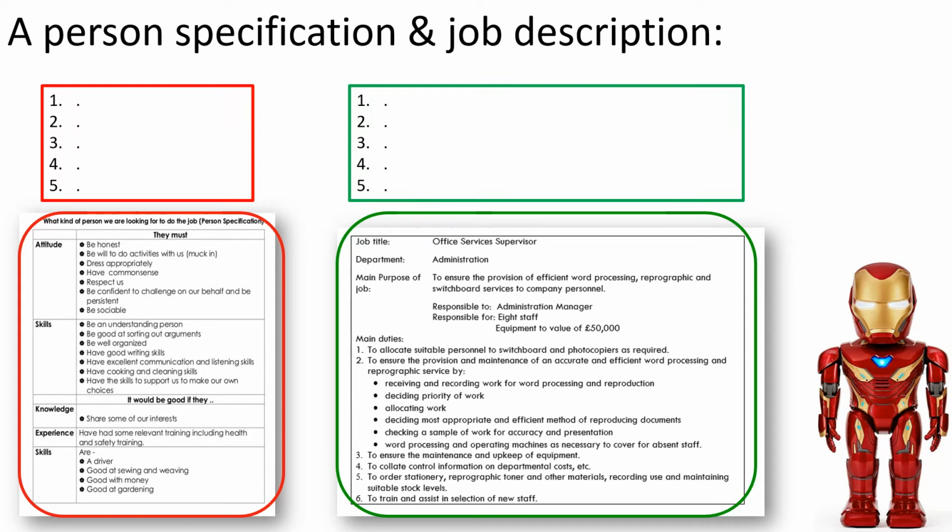In the red person specification, that's the bottom left box, have a look through it. There are 2 sections, things that a person must have with the attitude and skills, and at the bottom are things that the person would be good if they could offer that to the new company. Go through each of those sections, and in the box at the top you've got 5 things which you think are the most important. Could you write your top 5 in that box about which you think is the most important that a person should have?